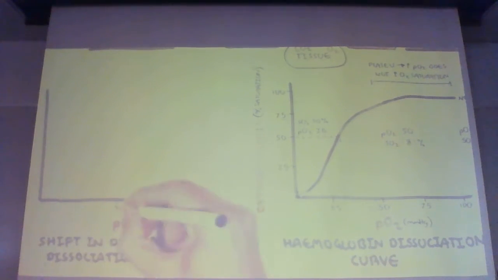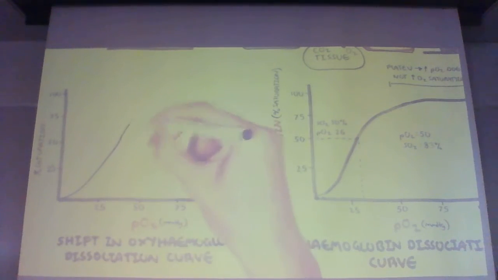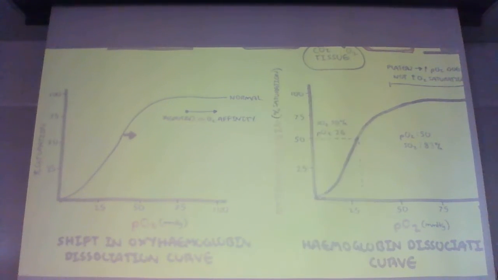Three important conditions affect the oxygen-hemoglobin dissociation curve. These are the pH, the temperature, and the concentration of 2,3-diphosphoglycerate, or DPG. Here is the curve normally. We will look at examples of what shifts the curve to the right and what shifts the curve to the left. When the curve shifts to the right, it means that there is reduced hemoglobin oxygen affinity. And this occurs in tissues. So basically, the hemoglobin affinity for oxygen is decreased.